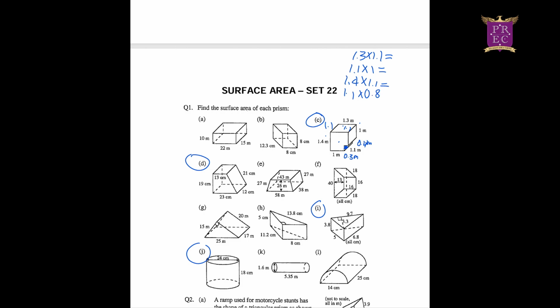And what else do we got? We've got this side underneath here. What do you think that would be? That would be 1.1 times 0.3.